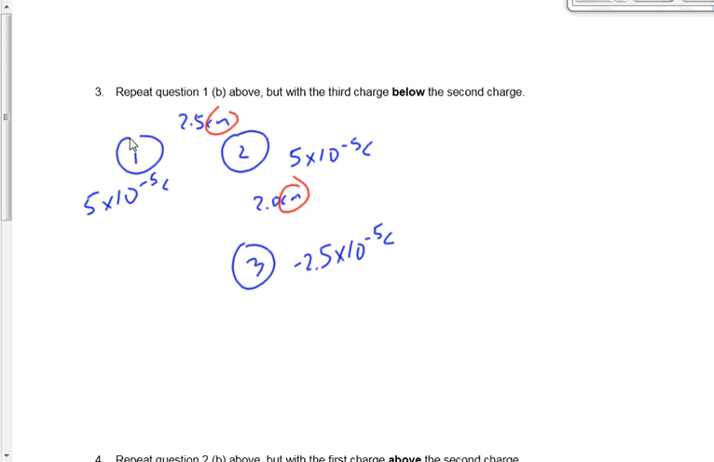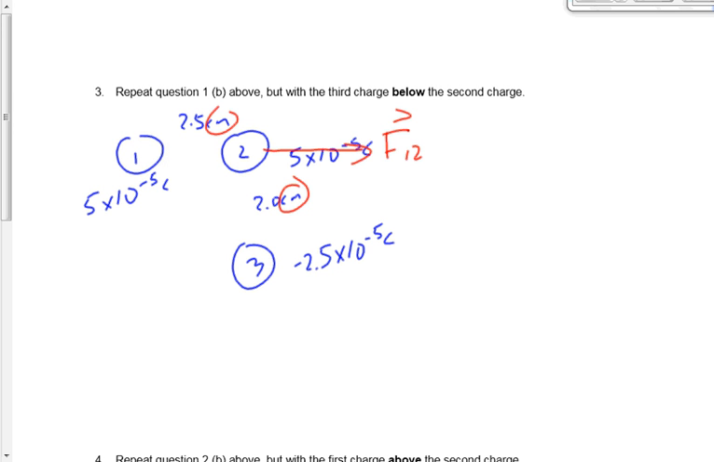Charge 1 and 2 are both positive. That means they're going to do what to each other? Attract or repel? They're going to repel each other, right? That means charge number 2 is going to be pushed away from charge number 1. Now, 1 would be pushed away from charge 2 because it's an equal and opposite repulsive force, but we're not looking for what happens to number 1. We're looking for what happens to number 2.